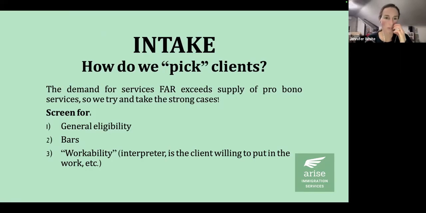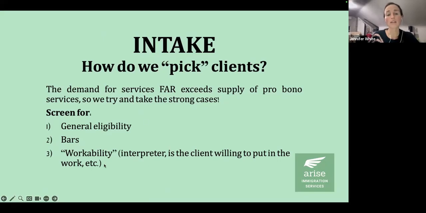So the 3 things we're screening for: general eligibility, meaning do they satisfy the elements for asylum? And then the bars for asylum, which have become pretty expansive over the last, I would say, 6 to 8 years, because we don't want to submit an application for someone who has an overt bar to asylum. Sometimes those are gray areas and arguable issues, so we can argue that a bar does not apply, but we're always screening for them from the jump.